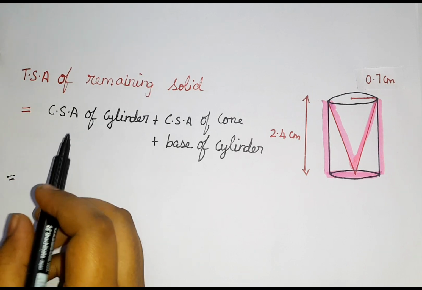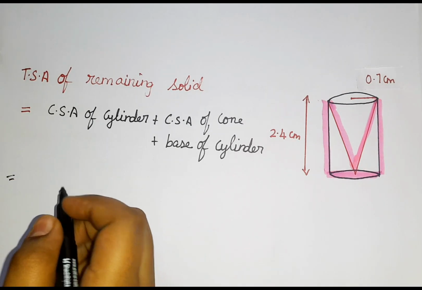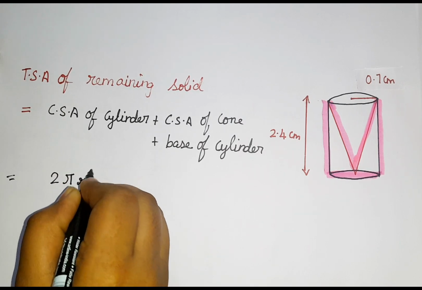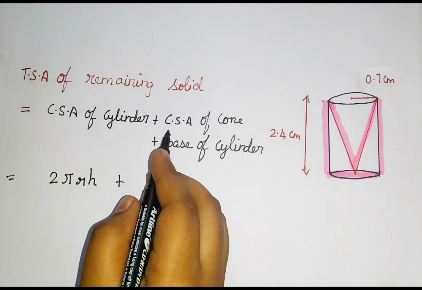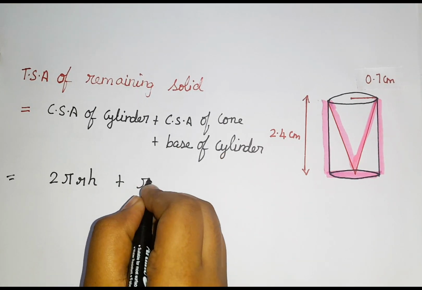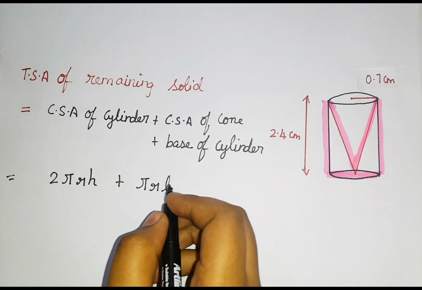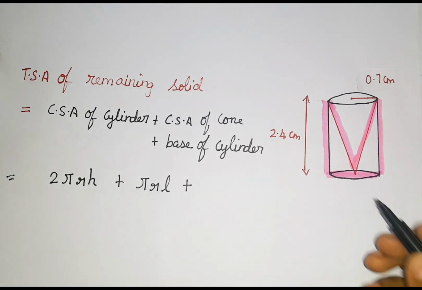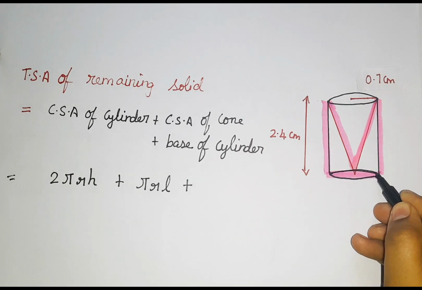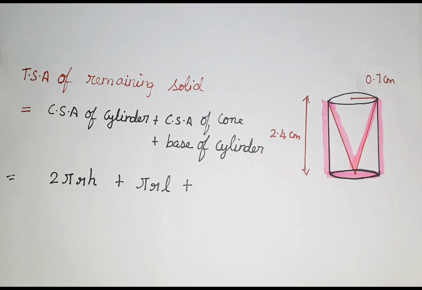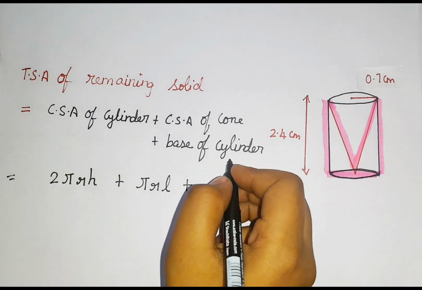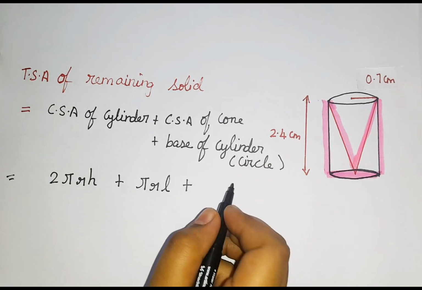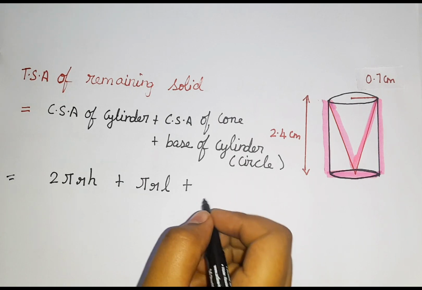So what is the curved surface area of cylinder? Curved surface area of cylinder is 2 pi r h, and then plus curved surface area of cone is pi r L. And then plus base of cylinder. So this is the base of cylinder, which is in the shape of a circle. You are supposed to mention this shape as well, that is circle. So we are supposed to apply the circle's formula. What is the circle formula? Pi r square.